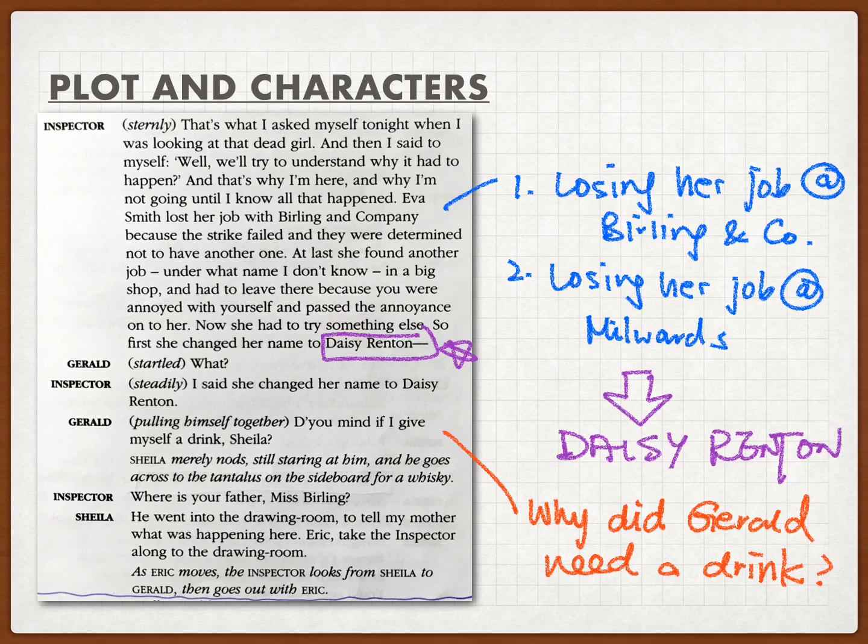And at that point, the inspector needed to find Mr. Burling, so he excused himself, leaving only Sheila and Gerald in the room, because Eric took the inspector to the drawing room. And that's the end of the questioning part of Sheila. There's still one more page before Act 1 ends. We'll look at it in the next video, because now is Gerald's turn.